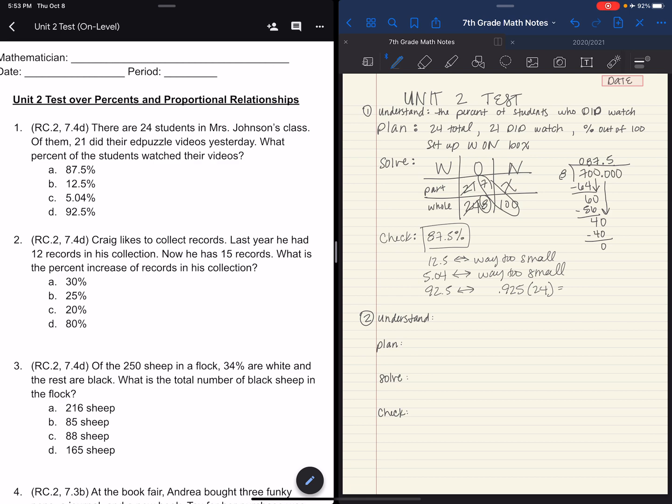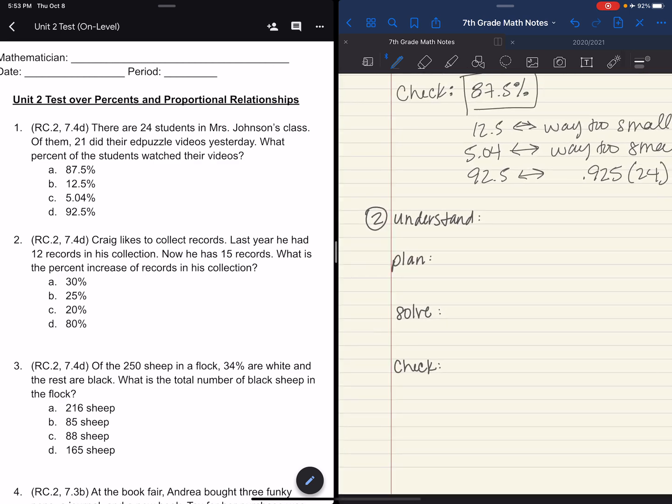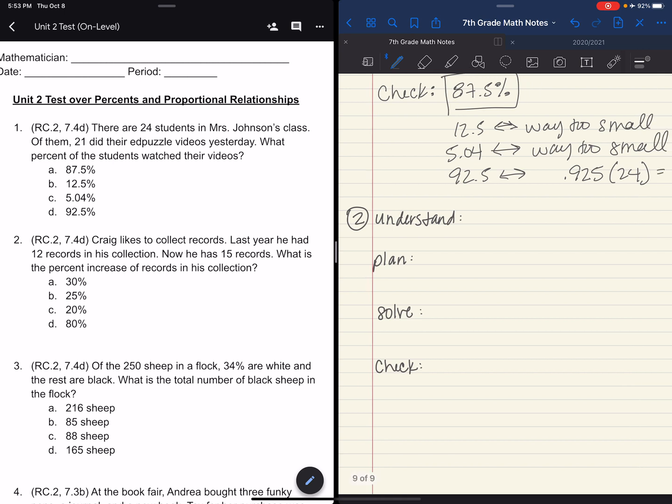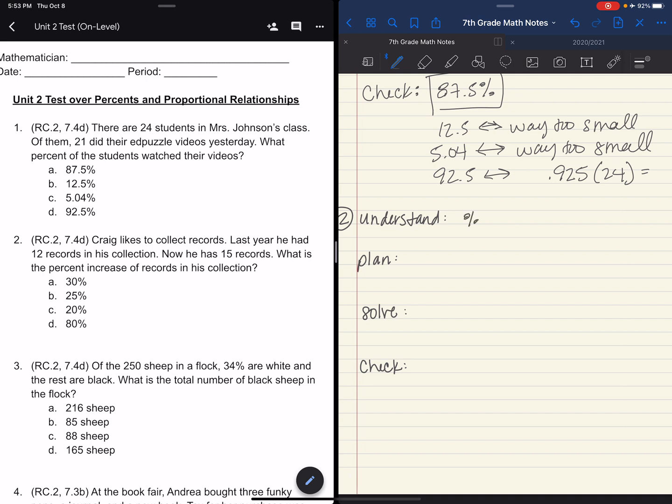So on my paper, I have already written out my UPS check. My understanding of this problem is that I am looking for the percent increase. I use the percent symbol instead of writing out the word percent, but it's the same. My plan, this is where I'm going to pull out all of that information. I know last year he had 12. Now he has 15.